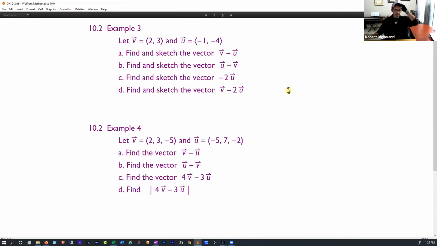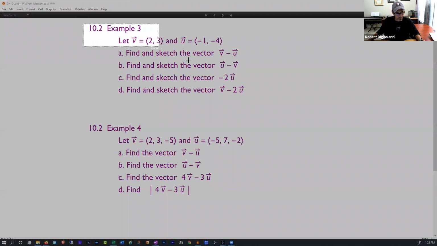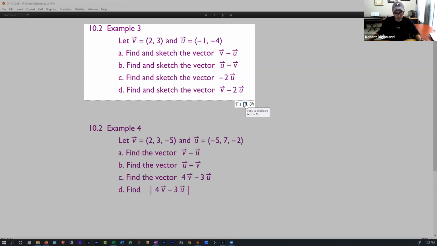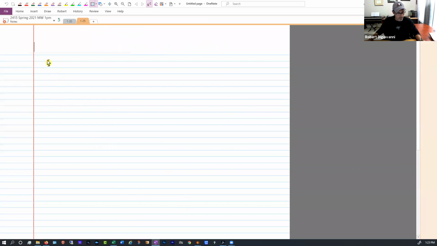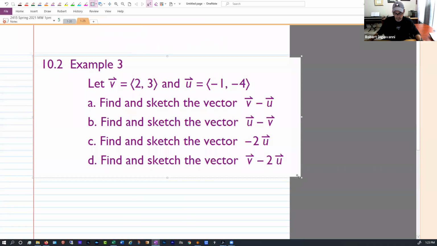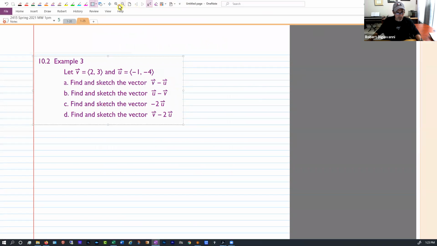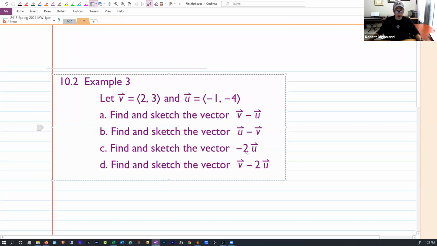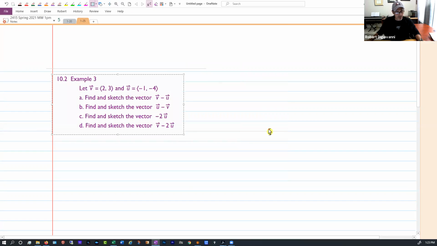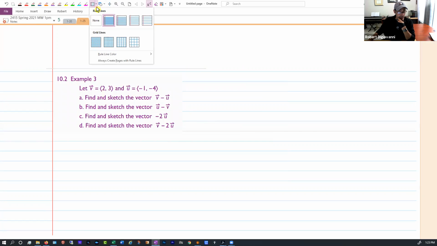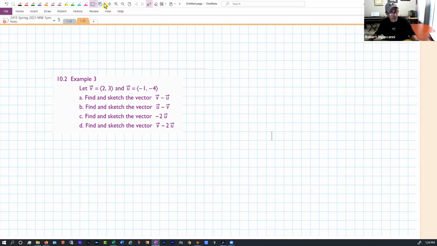All right, finally, we have some problems to work on here. So let me grab this problem. Put it over here. All right, so what we want to do here is find and sketch the following. So I'm going to start out by drawing these vectors. I'm going to put a grid here for myself. These are two-dimensional vectors, so this should be pretty okay in terms of graphing these.